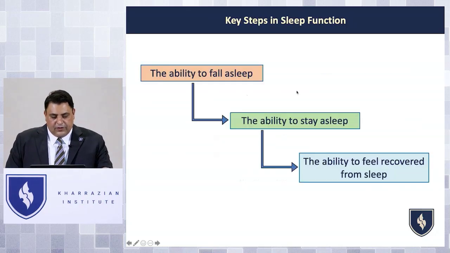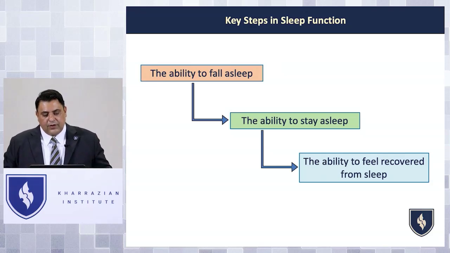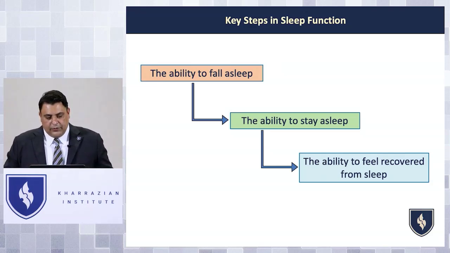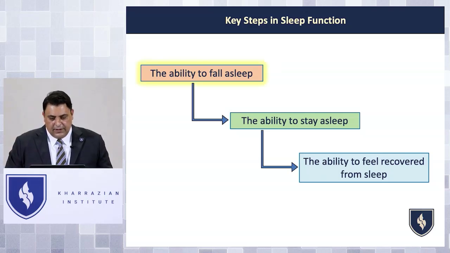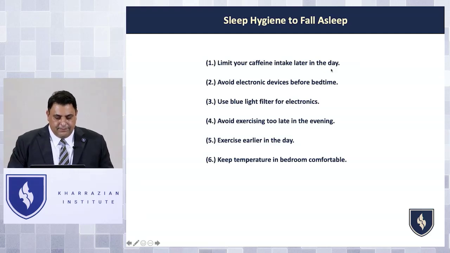And when you look at sleep function, the ability to fall asleep, the ability to stay asleep, the ability to recover from sleep are what you want to find out about. So we're going to go through each of these step by step, okay? So the ability to fall asleep. The most obvious place, again, to start, basics. Limit your caffeine intake later in the day. Some people are still drinking coffee at 3 or 4 o'clock in the afternoon without sleeping well. They may not need to do that.